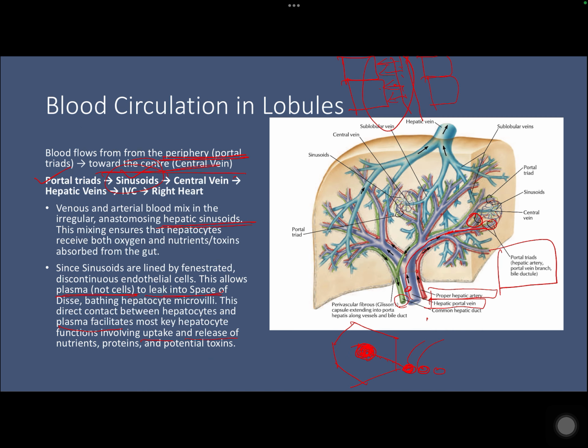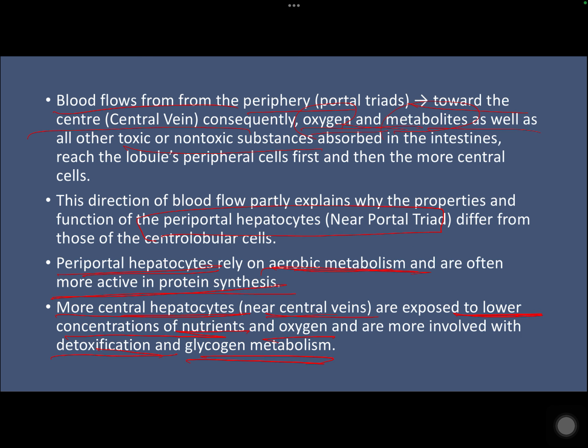Blood flows through the hepatic sinusoids. Hepatic sinusoids have fenestrations, so the plasma leaks into the space of Disse. It is in this space of Disse that the liver performs its functions like protein synthesis, detoxification and glycogen metabolism. The liver uptakes toxins from this plasma, and then releases proteins and other substances into the plasma. It is the area where the liver performs its main function.